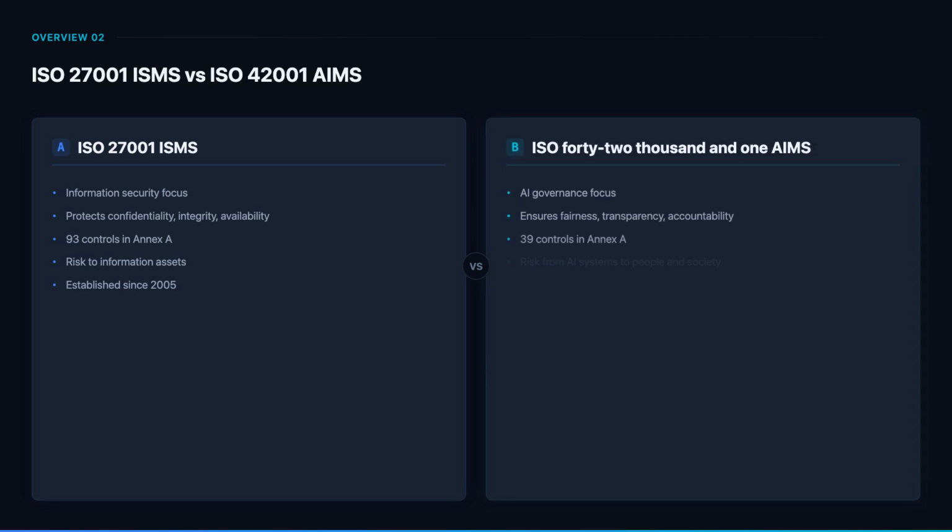ISO 42001's AI management system focuses on AI governance, ensuring fairness, transparency, and accountability. It has 39 controls in Annex A and addresses risks that AI systems pose to people and society. Published in December 2023, it is the first standard of its kind.